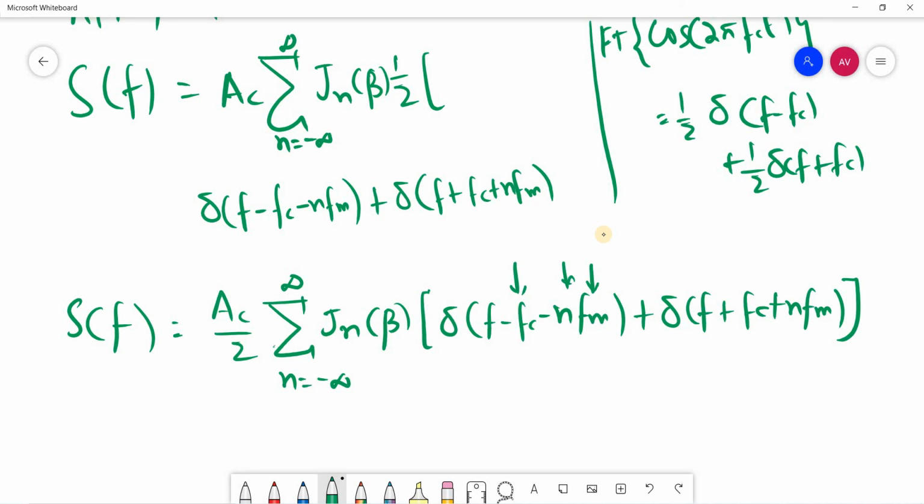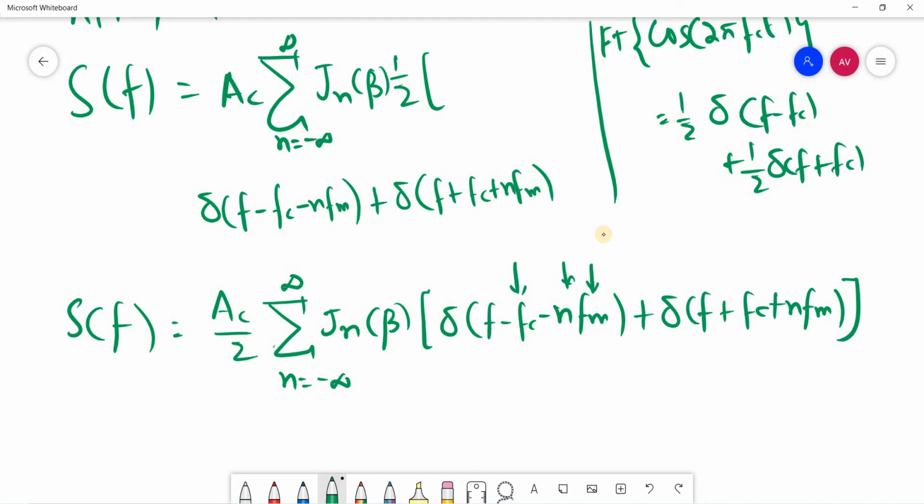So we are getting something. Del of f is an impulse function, so there will be infinite frequency components spanning from n equal to minus infinity to plus infinity. For n equal to 0, it will be del of f minus fc and del of f plus fc, which correspond to the carrier.